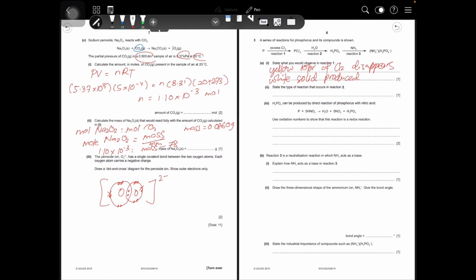State the type of reaction that occurs in reaction 2. In reaction 2, you have phosphorus pentachloride reacting with water. Any reaction with water is what we call hydrolysis. Phosphoric acid can be produced by a direct reaction of phosphorus with nitric acid. Use oxidation number to show that this reaction is a redox reaction. Let's go into the oxidation number of phosphorus. It starts from 0 and changes into positive 5, hence this is your oxidation. The oxidation number of nitrogen changes from positive 5 into positive 4. So this is your reduction.